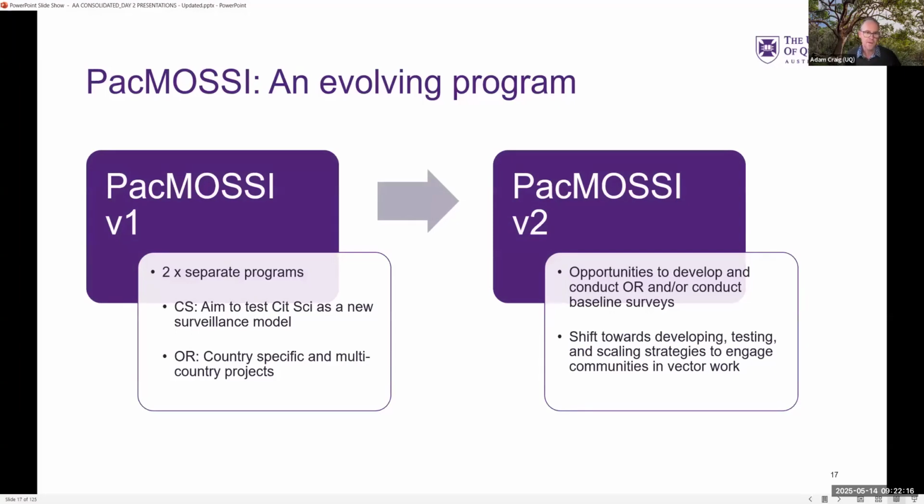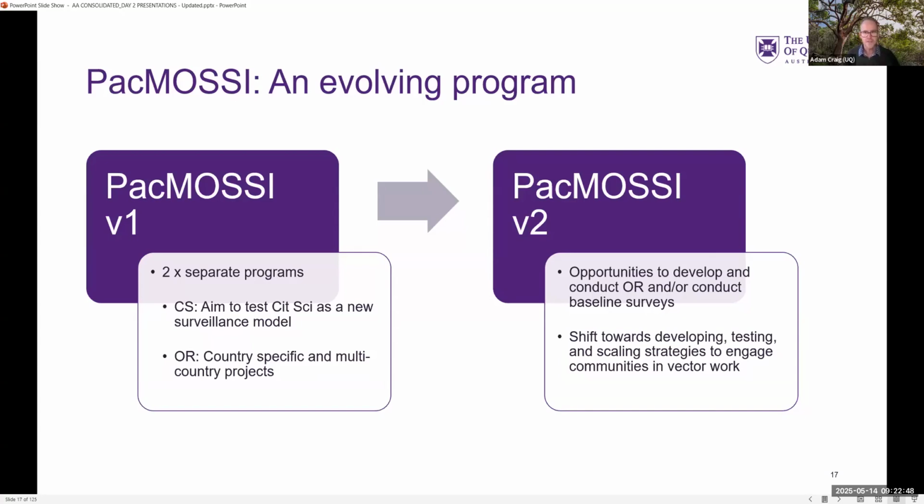So PacMOSSI version 1, which has just finished, had two very distinct programs. One around citizen science, with the clear aim of testing this approach as a new surveillance model in the Pacific. So it was very much around testing citizen science as a concept. And then operational research, with the idea that countries would have an opportunity to identify and respond in a science and methods-based way to the operational challenges faced.